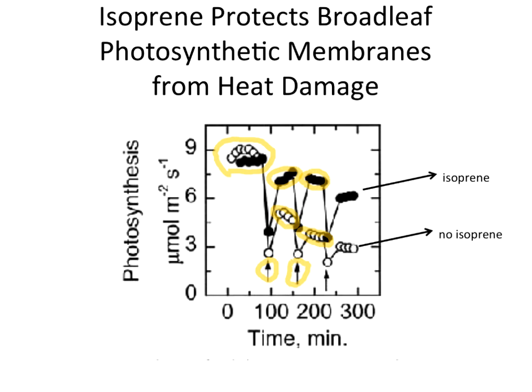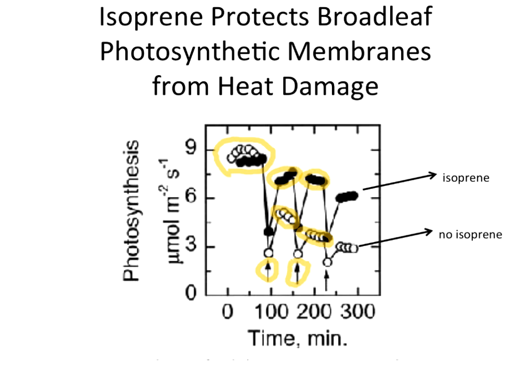So what you're seeing is that basically these leaves that kept their ability to emit isoprene were able to maintain photosynthesis even after they'd been heated to these temperatures where membrane damage can occur. And other experiments have shown that isoprene basically stabilizes photosynthetic membranes and keeps them from becoming leaky at these really high stressful temperatures.